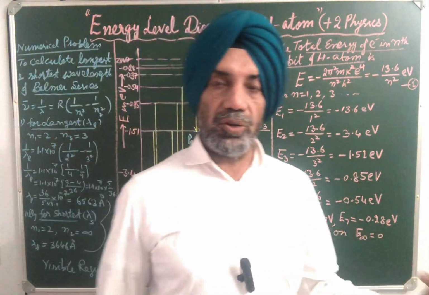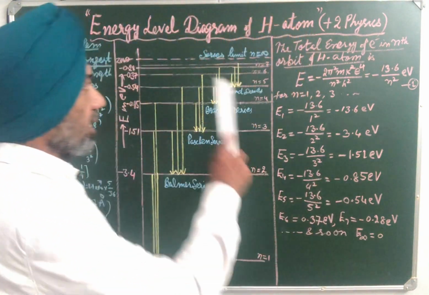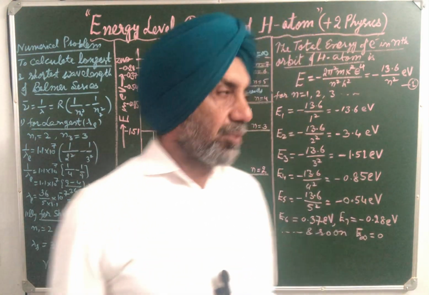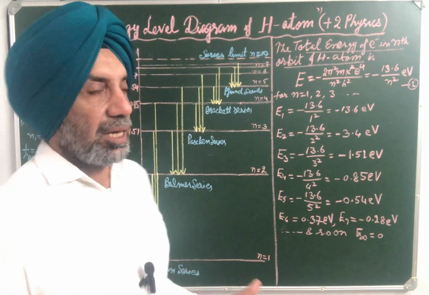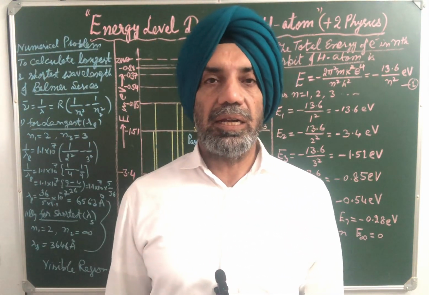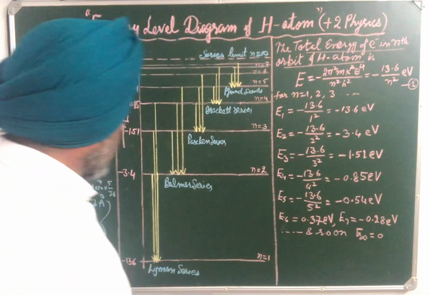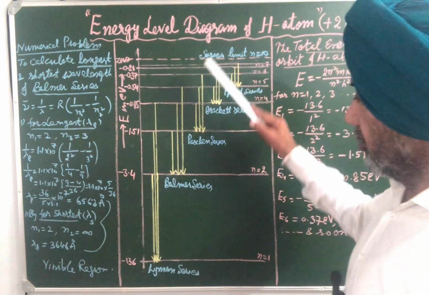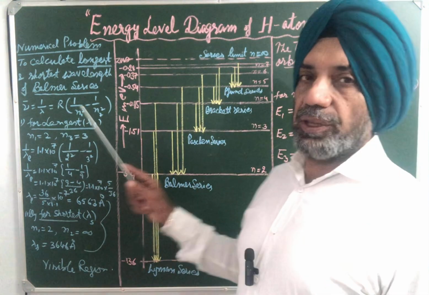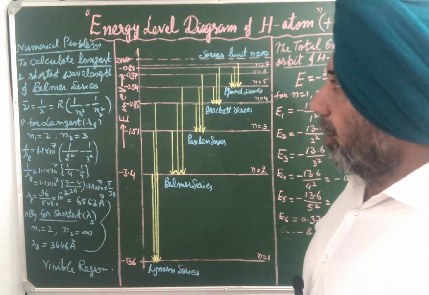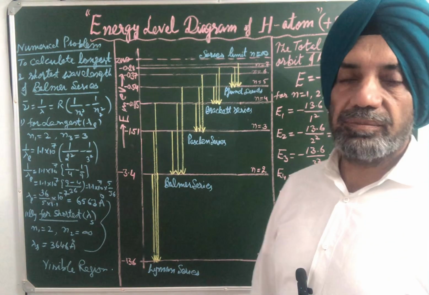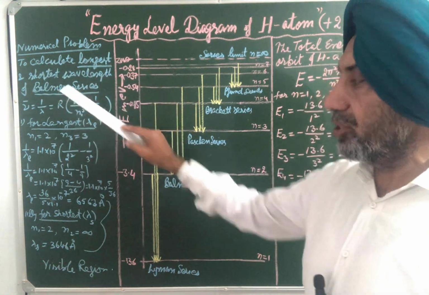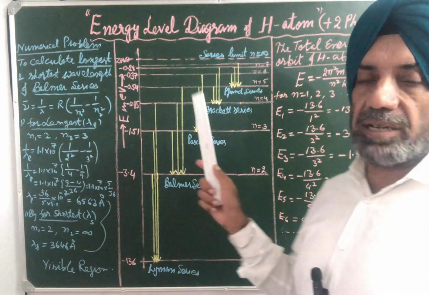It goes to n is equal to infinity, and then it may go anywhere. It may emit any type of energy, any frequency. That's why it's known as energy continuum. So, for example, how can we calculate wavelength, frequency, or wave number of these series? You will be asked to calculate longest or shortest wavelength of Balmer series, Lyman series, Paschen series, Brackett series.